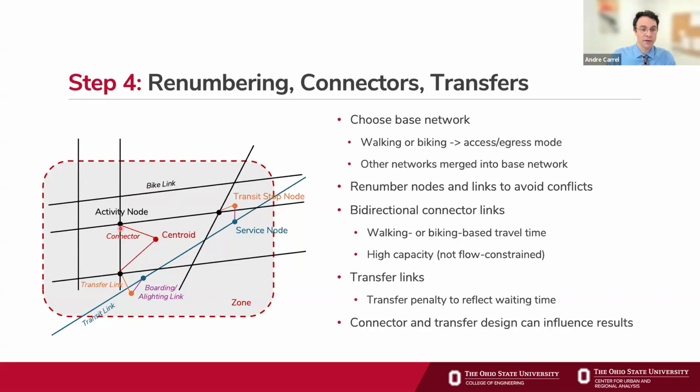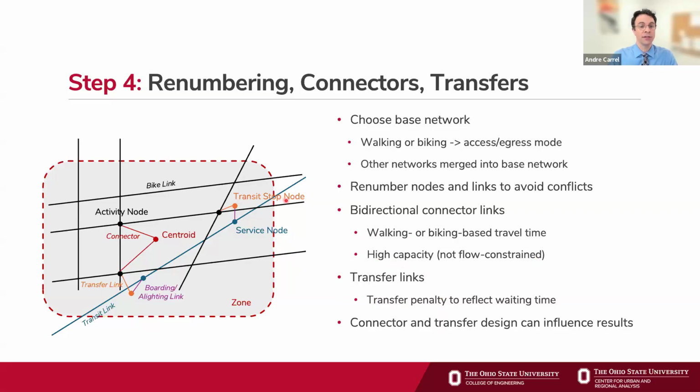So now the centroids, these are going to be variable length connectors. We would assign walking or biking based travel times, or travel speeds, to those. And generally we want these to be high capacity links that are not flow constrained in any way. Then in addition, we need to generate transfer links. So these are in orange here.